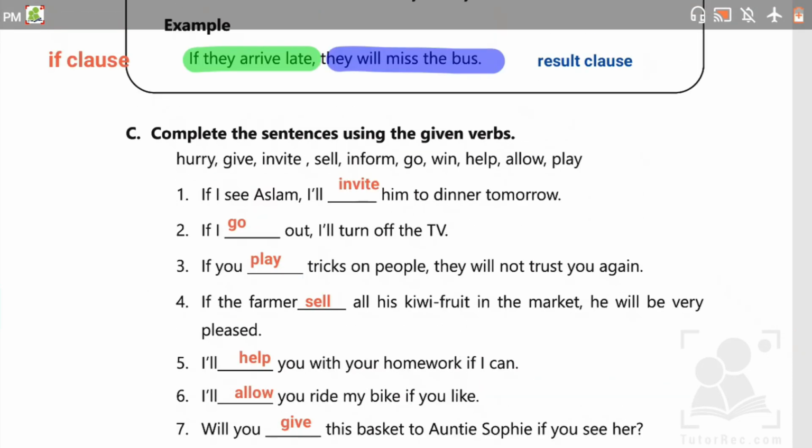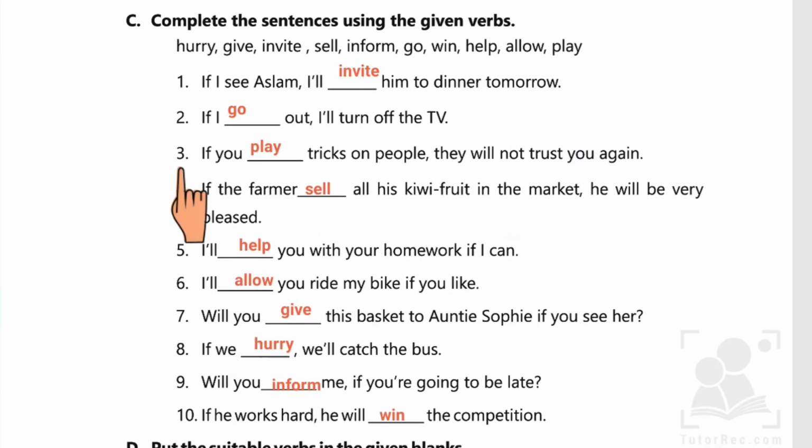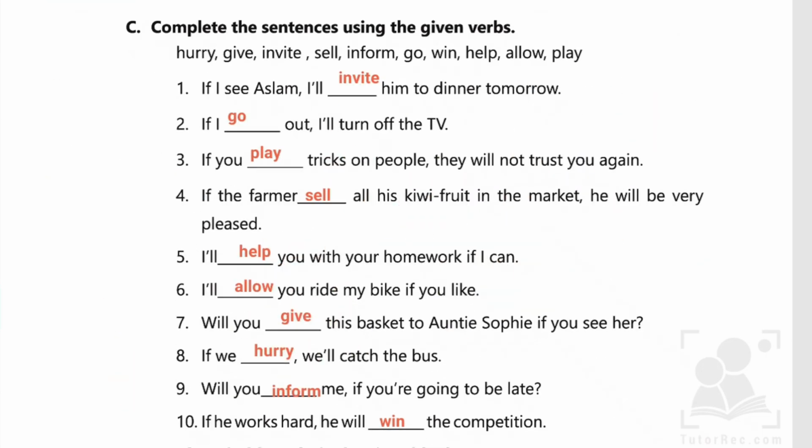Just a quick recap of conditional number 1. It says that something will happen if a certain condition is fulfilled. What you need to do is memorize this construction format: the if clause comes in the beginning, a conditional clause written in the simple present tense, comma, and then the simple future tense, which is the result clause. And then you need to go through all these sentences. It will be very helpful for all of you.